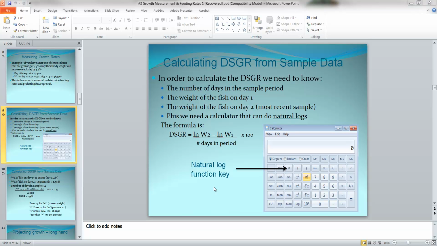Okay, so an important number. And something I should have said in the beginning, but the key to this is getting really accurate sample weights, which is another topic of discussion we'll talk about in class. But I wanted to show you this little extra thing on daily specific growth rate.